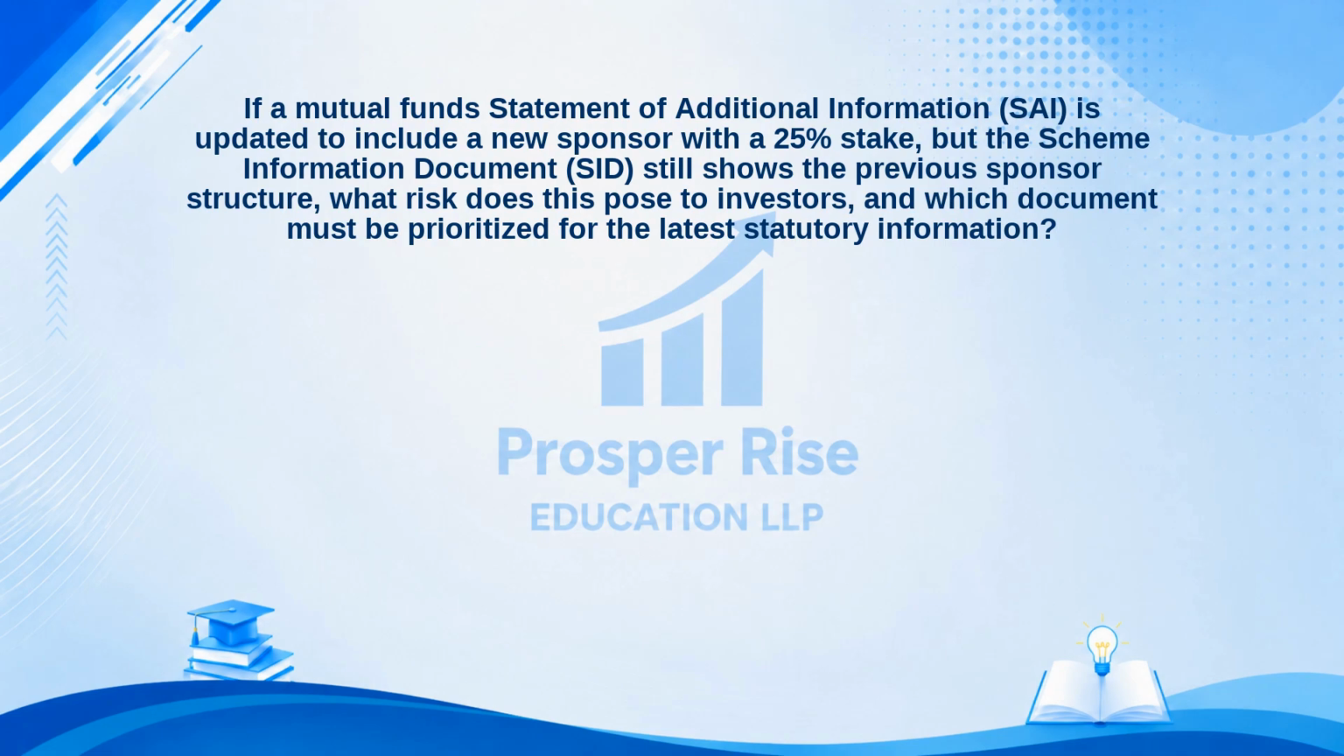If a mutual fund's Statement of Additional Information, SAI, is updated to include a new sponsor with a 25% stake, but the Scheme Information Document, SID, still shows the previous sponsor structure, what risk does this pose to investors, and which document must be prioritized for the latest statutory information?